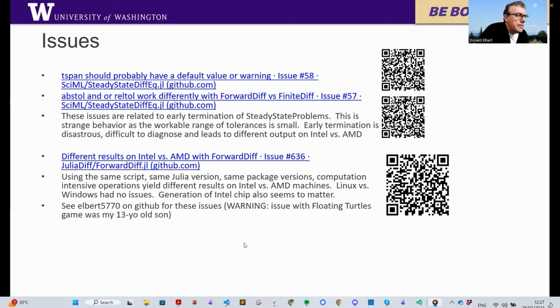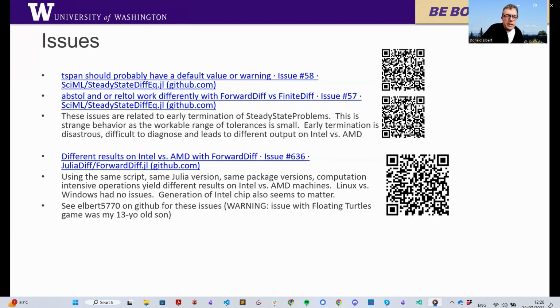Finally, there's an issue with early termination with steady state problems, and it has to do with the way that the absolute and relative tolerances are interpreted. I raised these issues, and there was some feedback, but I don't know that a satisfactory solution was arrived at. These steady state problems terminate early, really far from steady state. I had to use some tricks to avoid that, which basically involved setting the tolerances extremely low so that they're never met, and then setting up essentially a Tmax.